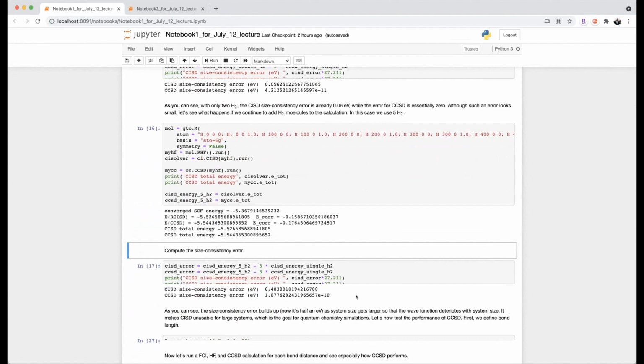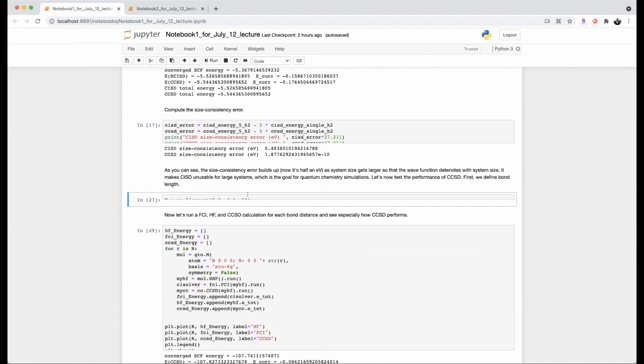What it means is that the quality of the wave function deteriorates with the system size. It makes CISD unusable for large systems, and simulating large systems is kind of the goal of quantum chemistry simulations. The size consistency error quickly builds up and consumes all the correlation energy you got by running the CISD calculation. In contrast, the CCSD size consistency error is still effectively 0.